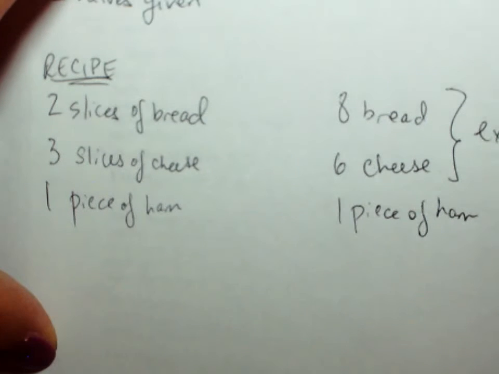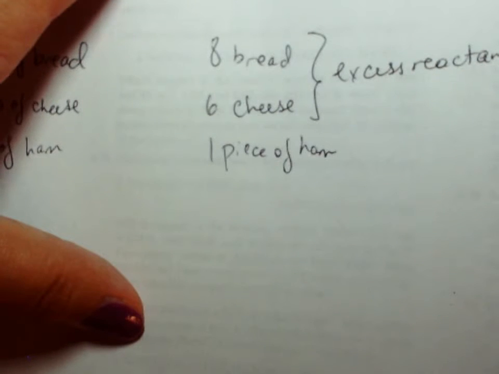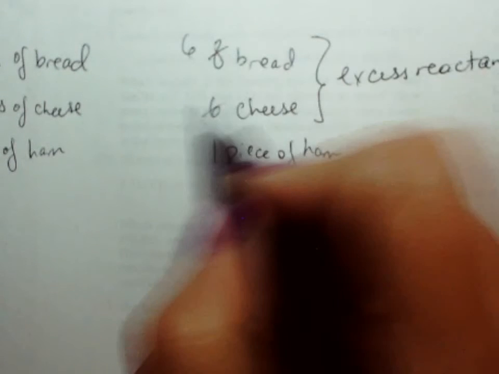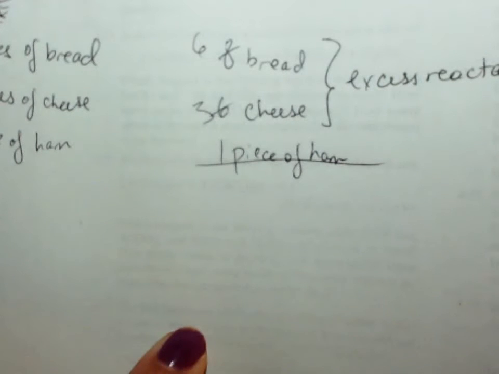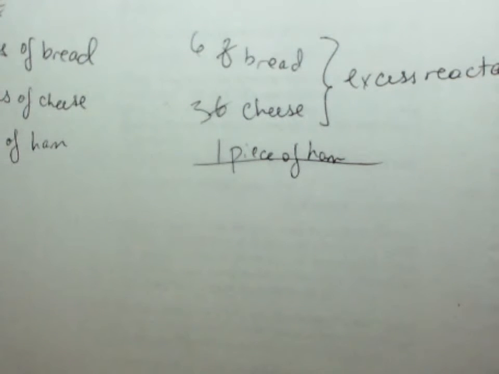All right, so let's think about what's in my refrigerator after my friend comes over and eats my pathetic sandwich. What do I have left? 6 pieces of bread, 3 pieces of cheese, no ham. All right? So that's the quantity of excess that's left over. This is the kind of math that you're going to do, but you're going to do it for chemicals.